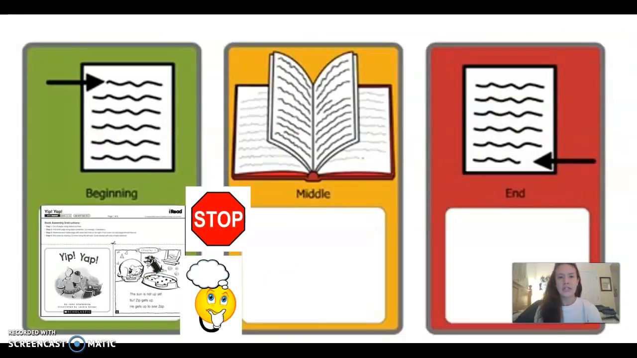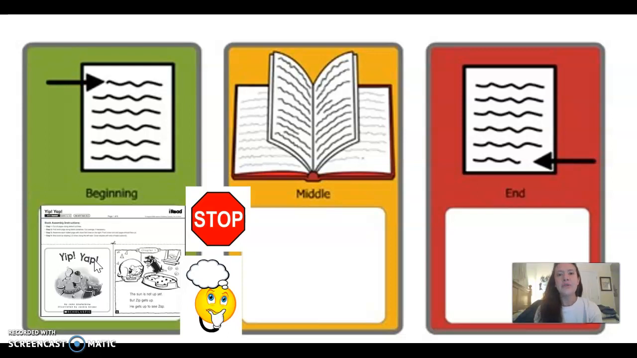We talked yesterday about how we read the first chapter of Yip Yap. And I explained to you how sometimes books are broken up into chapters to organize the book and make it a little bit easier to read. We can think about these chapters as a beginning, a middle, and an end. In Yip Yap, there are 3 chapters. Chapter 1 is the beginning, that's what you read yesterday. Chapter 2 is going to be the middle, and chapter 3 is going to be the end.